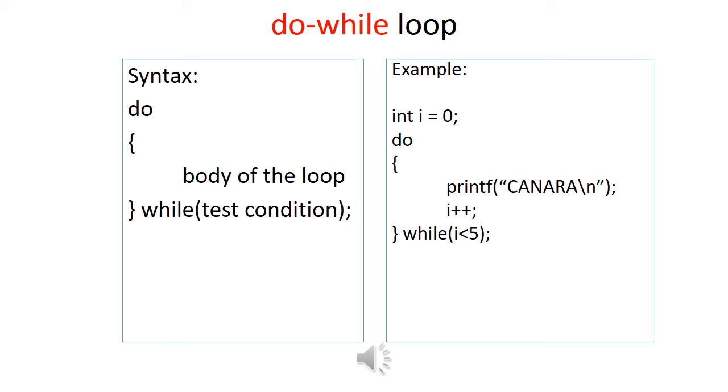So when are we supposed to use the do while loop? Do while loop is used when we are sure that the body of the loop will be executed at least once, or we are representing a situation wherein whatever code you have written in the body of the loop needs to be executed at least once. So in such cases we go for do while loop.